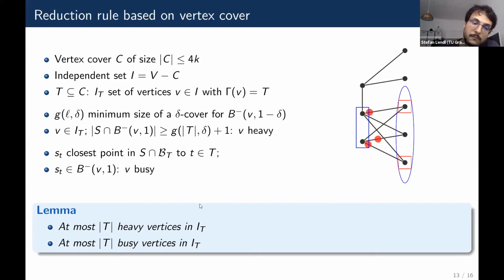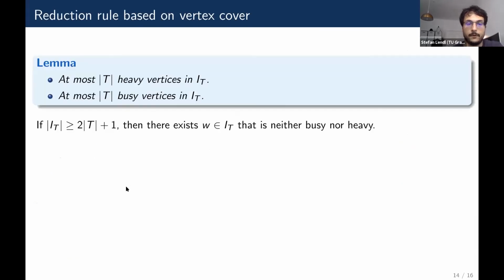Okay, so now we have bounded the number of heavy and busy vertices, and we observe that all the vertices in I of T that are not busy and not heavy are not very interesting, because they have no influence on anything in the graph outside of their own region B minus V1. So there we know we can just place GL of delta many vertices.